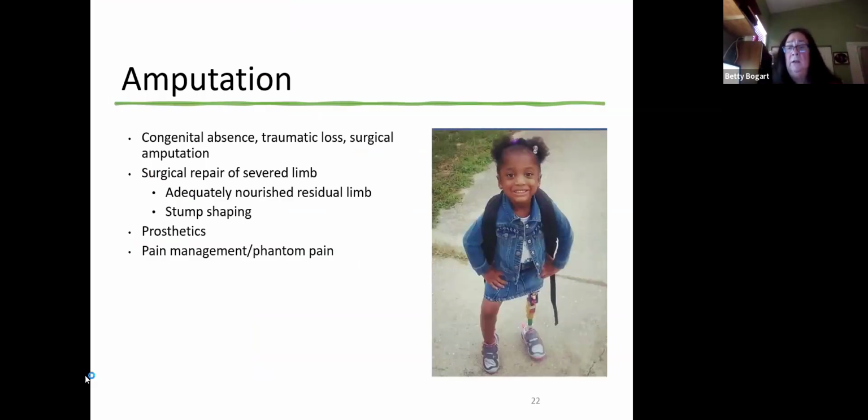Children can be born without a leg, or they can be born without parts, which requires amputation. I had a friend whose daughter was born and didn't have a fibula on the lower leg. So they had to take the lower leg off.